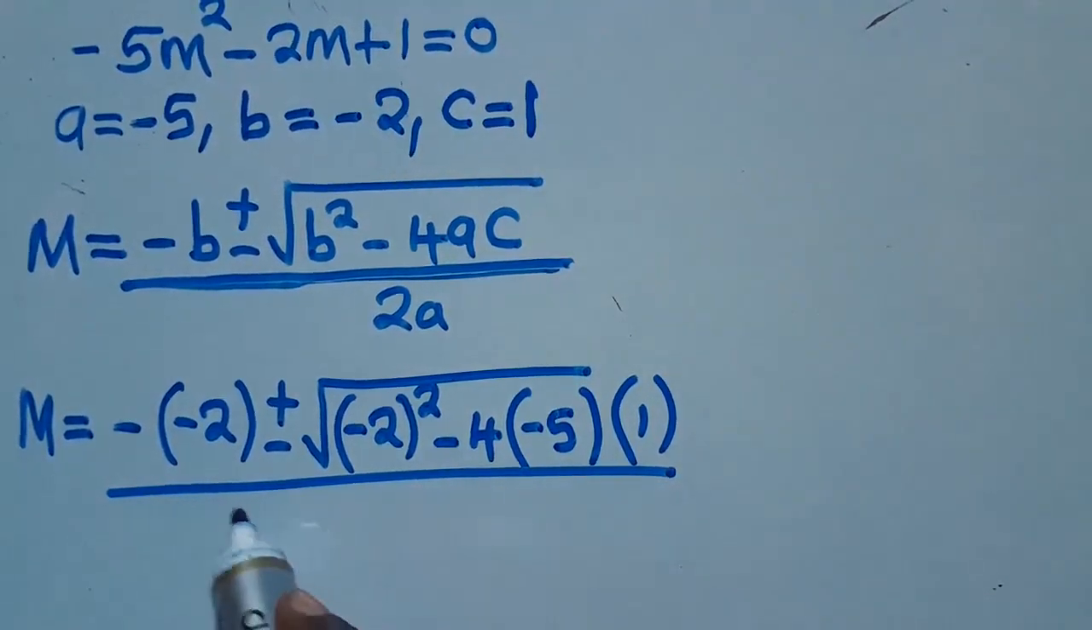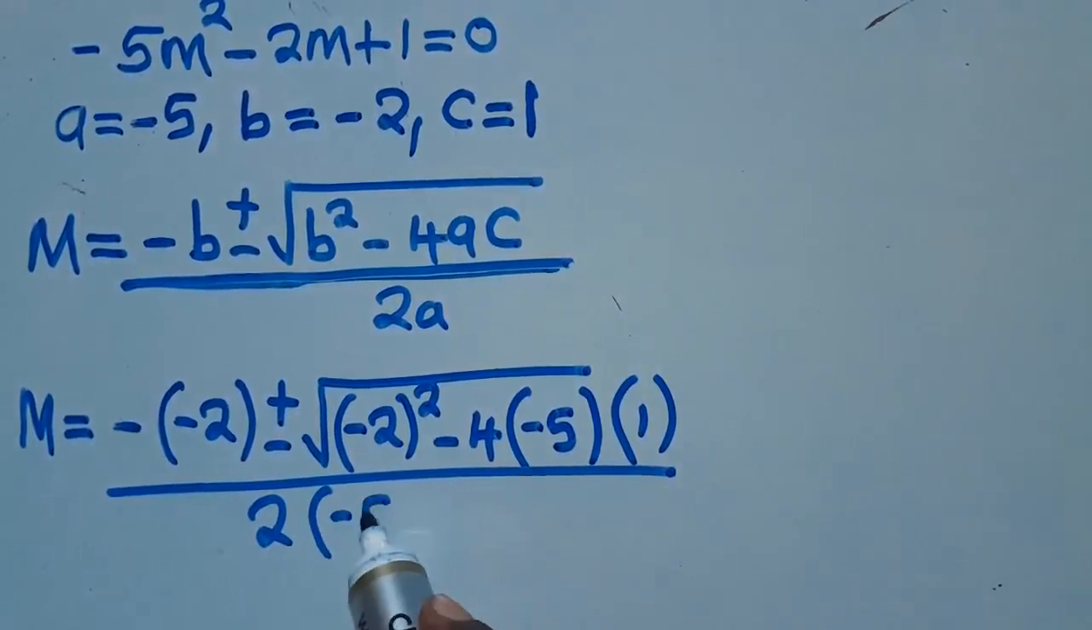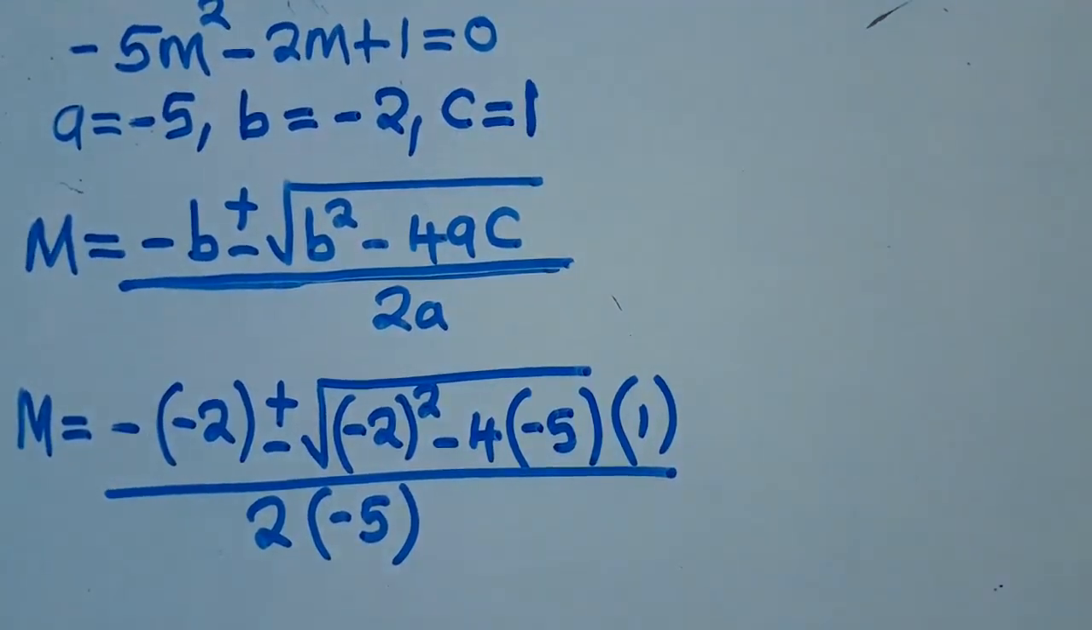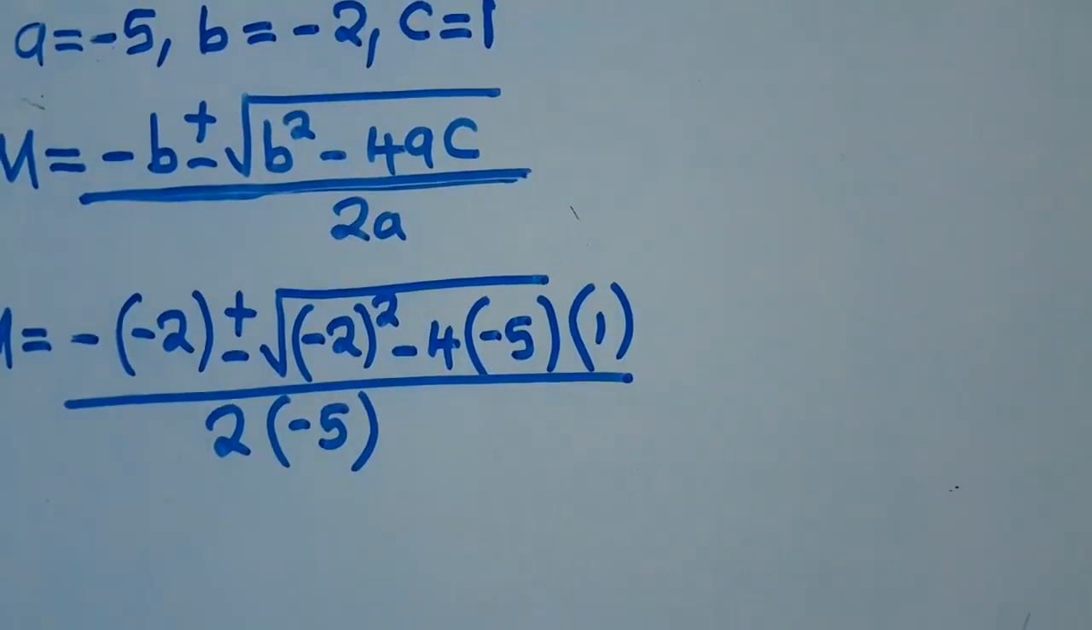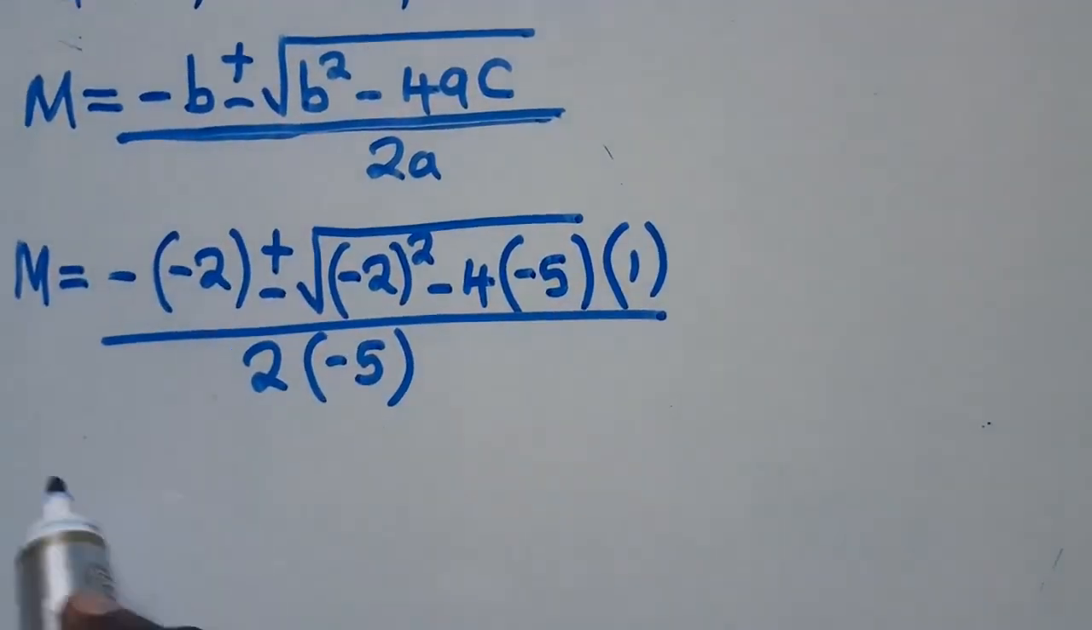Over what? Over 2 times A. What is my A? Negative 5. This is what I will be doing. So this is what I need to do. Then I evaluate. From here now, I need to evaluate. So let's evaluate that. How are we going to evaluate?